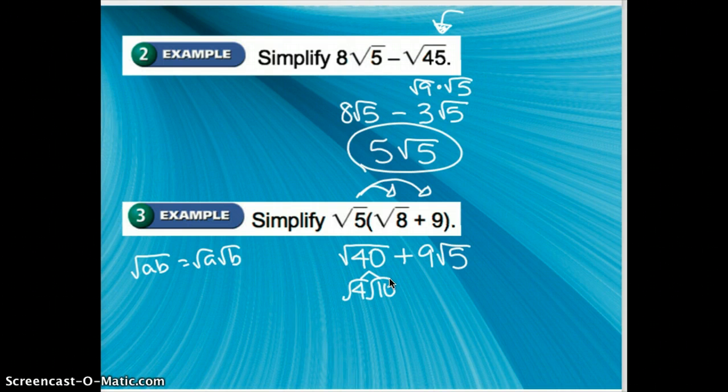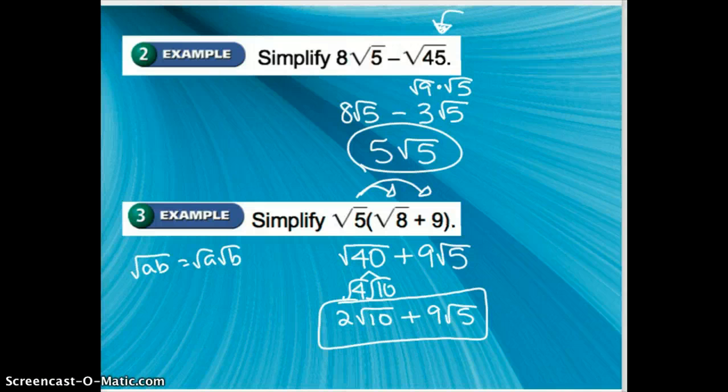So the square root of 4 is 2. Square root of 10, we don't know that exactly, so we're going to leave that as square root of 10. And then we have plus 9 root 5. 10 doesn't have any perfect squares that go in other than 1, neither does 5. Therefore, this is as simplified as it can be because these are not like radicals. One has a root 10 and one has a root 5. We can't simplify it any further. We're done. So 2 root 10 plus 9 root 5.